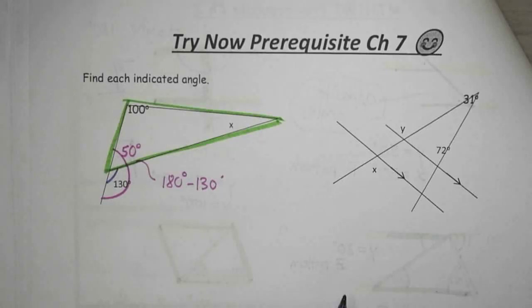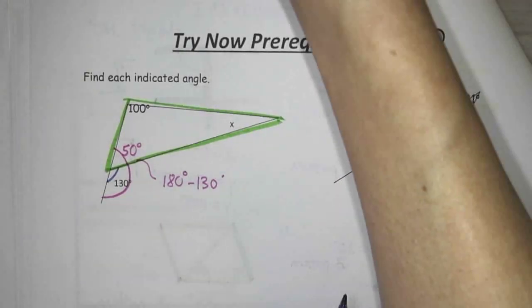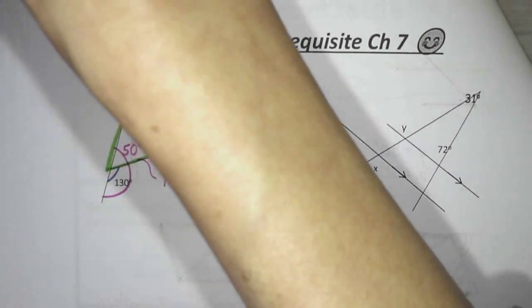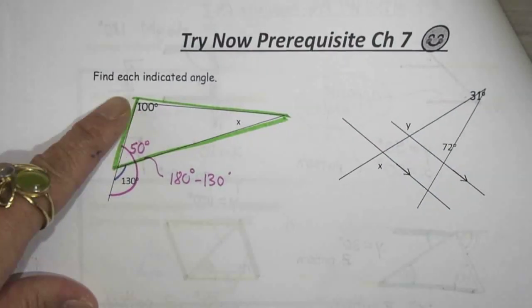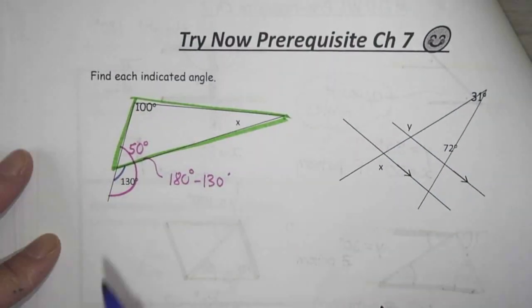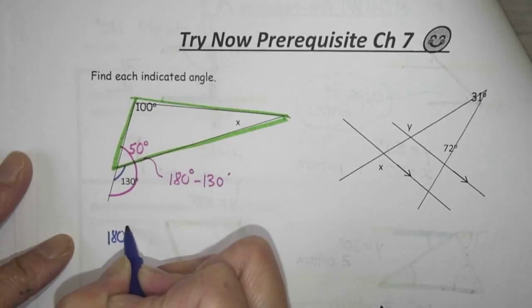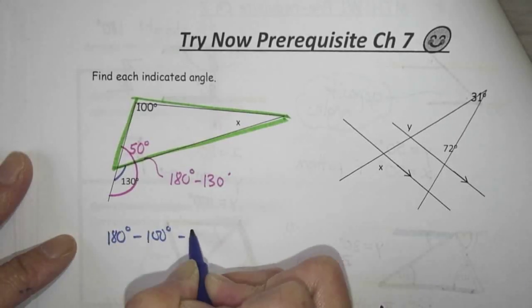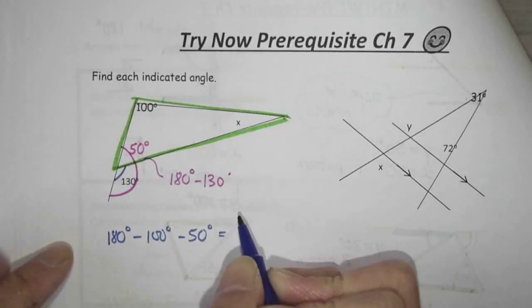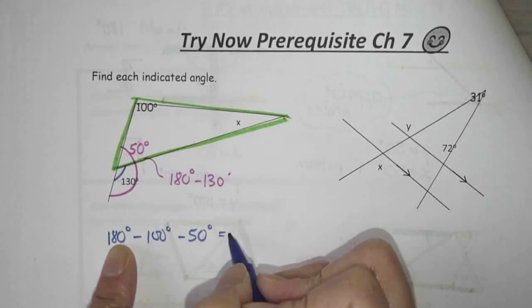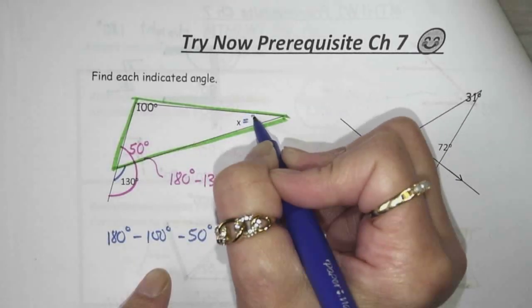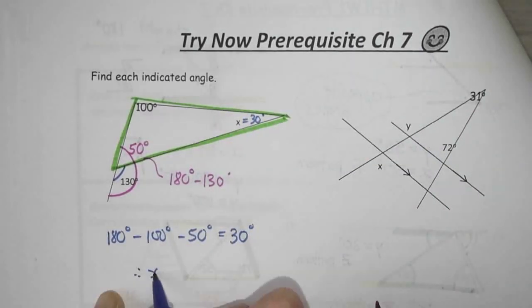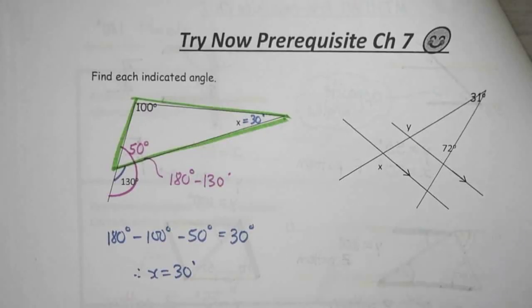Then I go and look at the question again. What else can I get? And because I have a triangle and two sides, I can do this. So 180 minus the 100 and minus the 50, which gets me 150, so it'll get me 30. Okay, so that means that this is 30, so therefore x is 30 degrees.